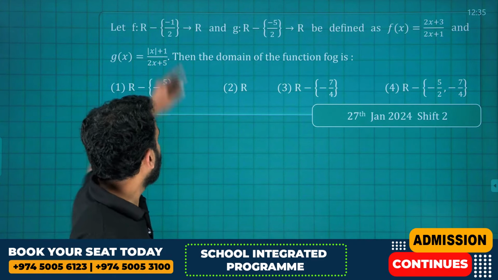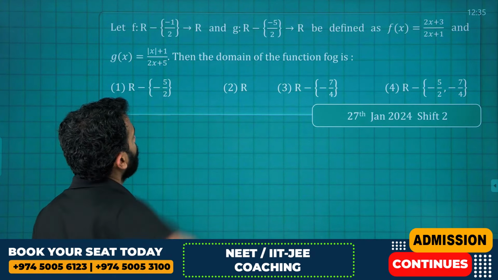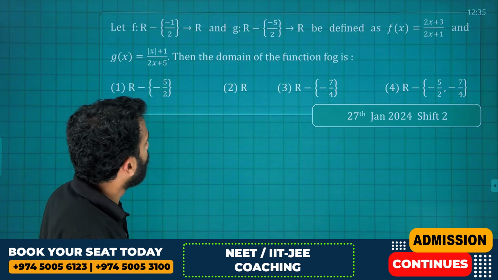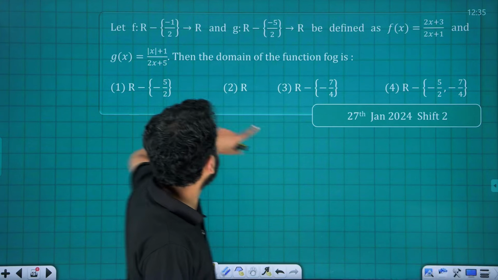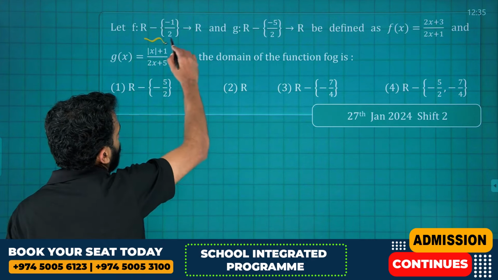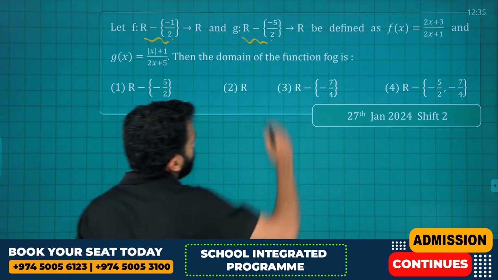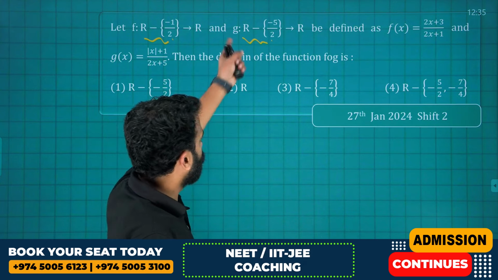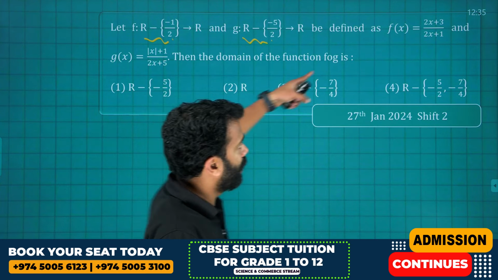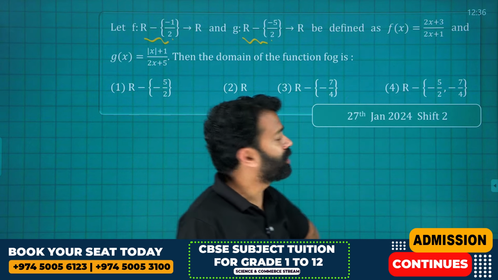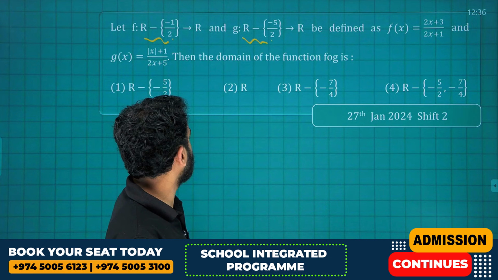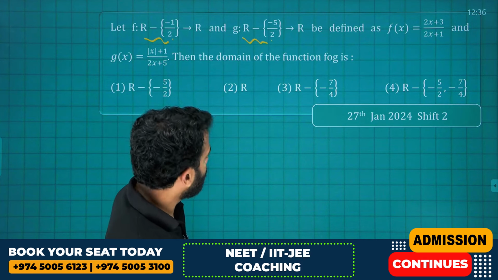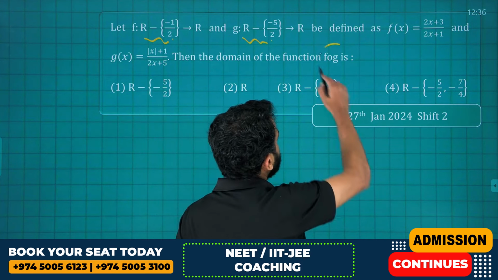A function f is defined from R minus the set {minus 2} to R, and g is defined from R minus the set {minus 5 by 2} to R. So the domain of function f is this one, and the domain of function g is this one, and the codomain is real numbers. f of x is equal to 2x plus 3 divided by 2x plus 1, and g of x is equal to mod x plus 1 divided by 2x plus 5. Then you need to find the domain of the function f of g.